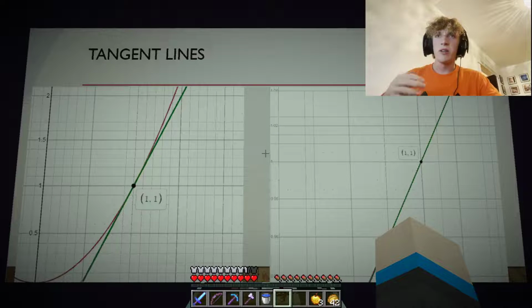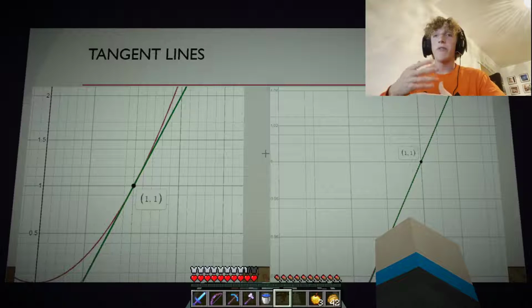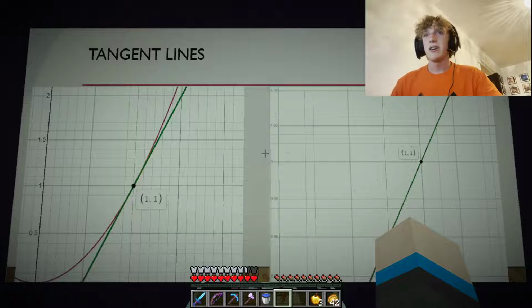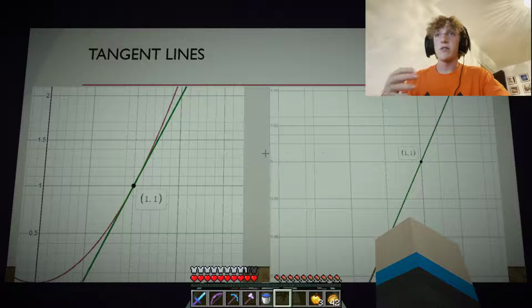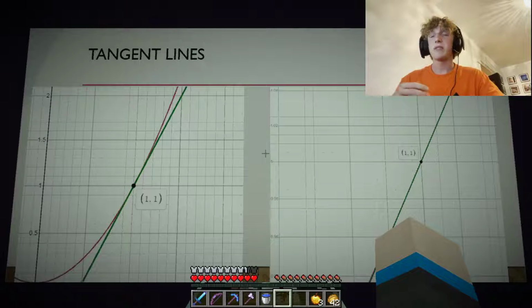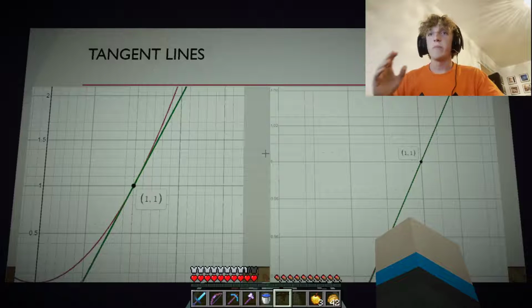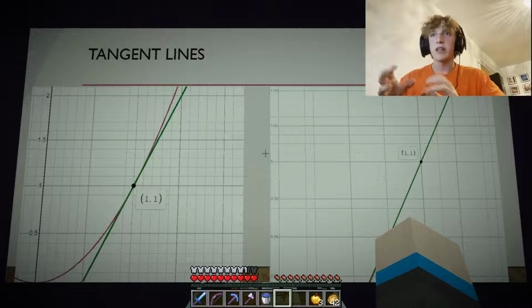Take, for example, x equals 1 when f of x equals x squared. The tangent line in this case is 2x minus 1, as can be seen in the graph. When we zoom in on the point (1, 1), being the place the two lines intersect, they are virtually indistinguishable.